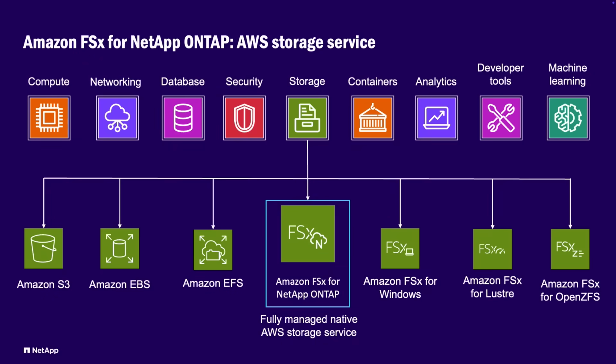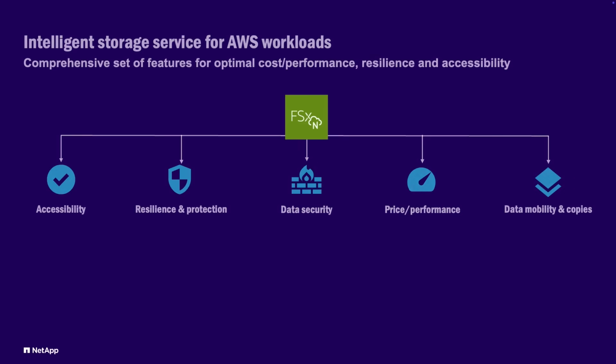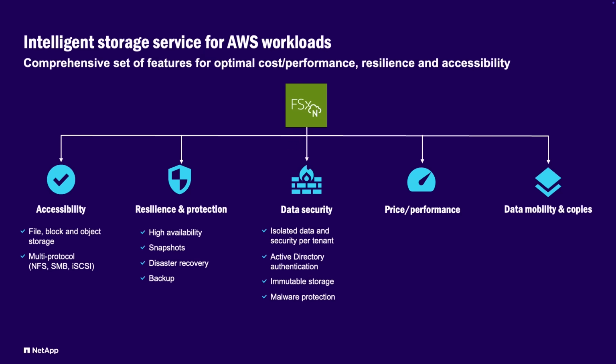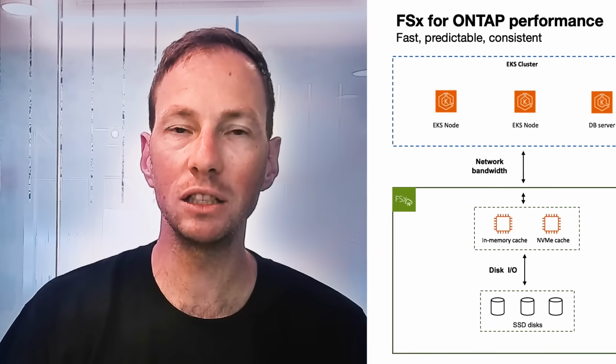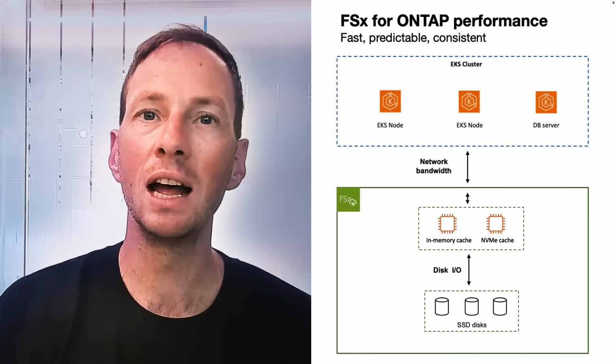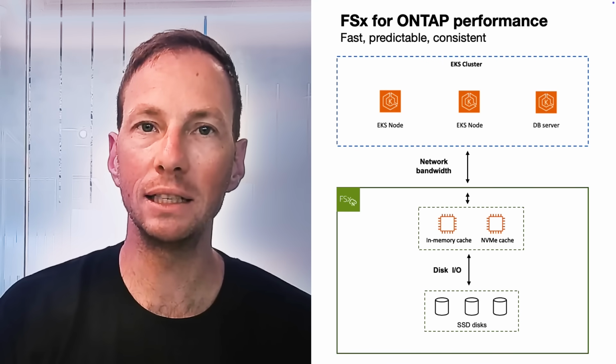Amazon FSx for NetApp ONTAP is a fully managed storage service powered by NetApp technology. It provides intelligent storage for business-critical workloads through a comprehensive, flexible set of storage features for accessibility, resilience and protection, data security, price performance, data mobility and copies. FSx for ONTAP is designed to deliver fast, predictable and consistent performance that allows minimal latencies.